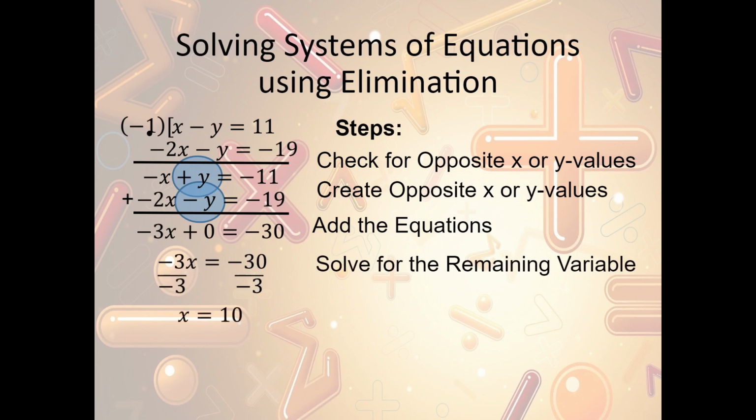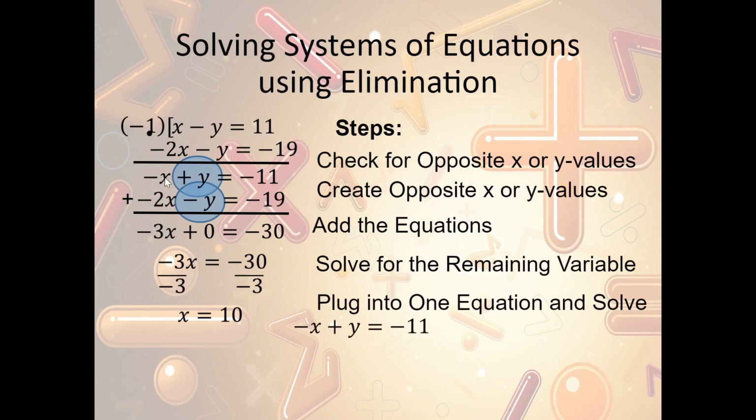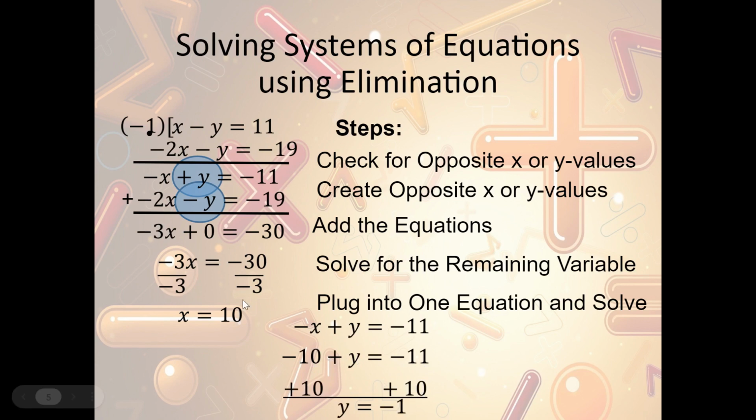Now we're going to plug that into one of the equations and solve for the y value. I'm going to go ahead and use my new equation. I can use the new equation or either of the two that I started with. I'm just going to use the new equation. That's fine. So I'm going to plug 10 in for x. So this is negative 10 plus y is equal to negative 11. I add 10 to both sides to get y by itself, and I get y is equal to negative 11 plus 10, which is negative 1. So y is negative 1 and x is 10.